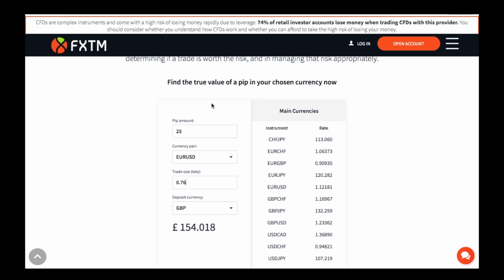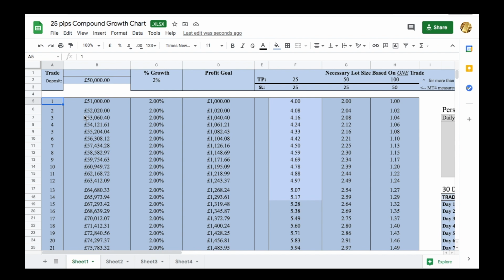So we can go to the pip calculator and see how much we're going to do. You can see here, for me to be able to get 1,000 GBP or $1,000 in a day, let's just say GBP for now, it's going to take me a 4.94 lot size. And this is what I'm going to be doing. I'm going to continue to go down the sheet just by doing the same thing.